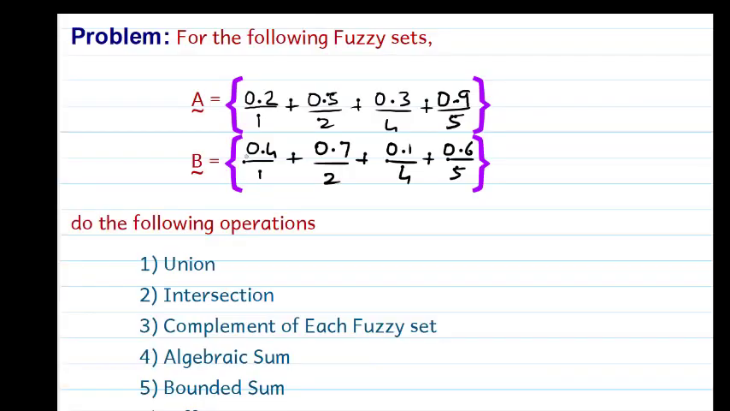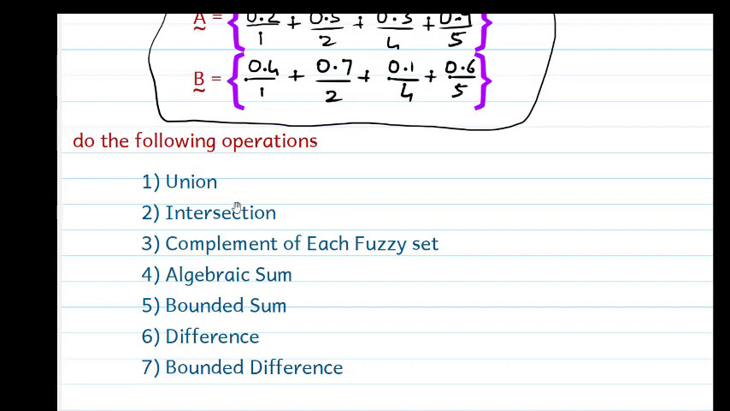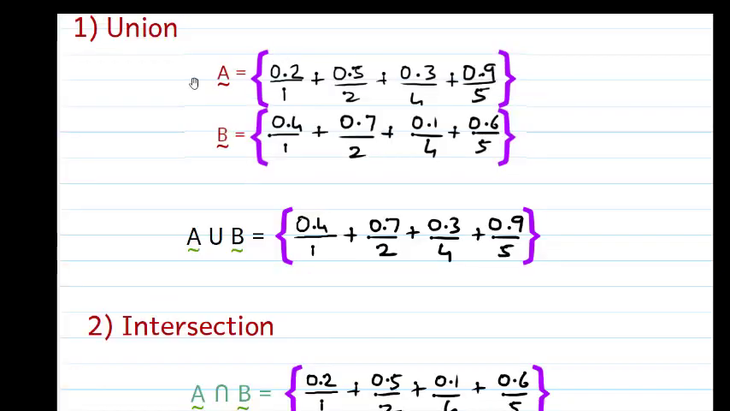Let us see one problem. We are given two fuzzy sets A and B. In the numerator we have the membership values, and 1, 2, 4, 5 are the generic values. Let us see the various operations: union, intersection, complement, algebraic sum, bounded sum, difference, and bounded difference. So we start with the union operation.